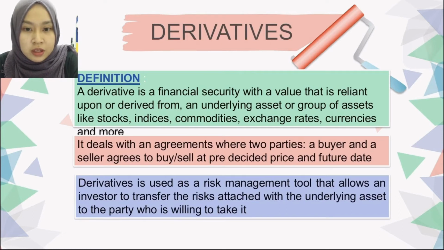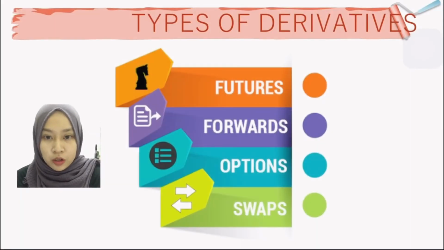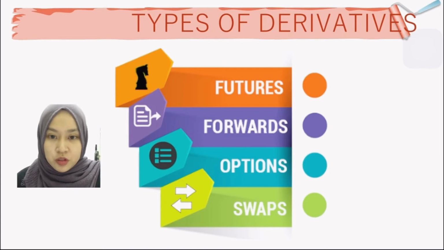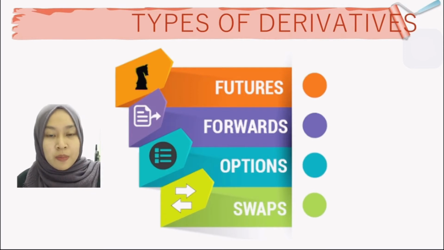So a derivative is used as a risk management tool that allows an investor to transfer the risk attached to the underlying asset to the party who is willing to take it. So these are examples or types of derivatives commonly used in hedge accounting. The first one is the futures contract, the second one is the forward contract, the third one is the option, and the last one is the swap. We will discuss the four types of derivatives more in the next slides.